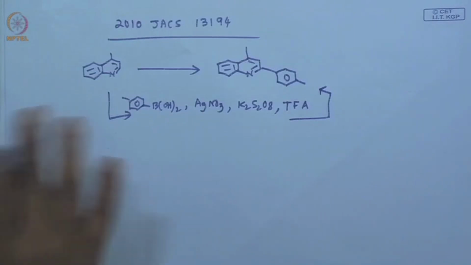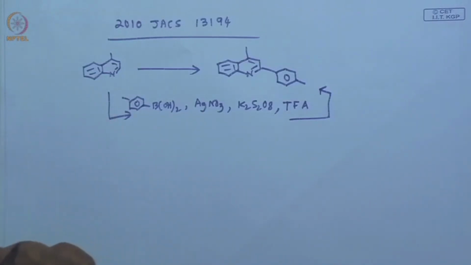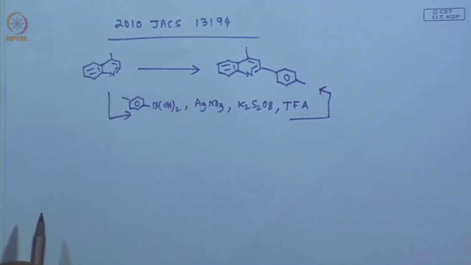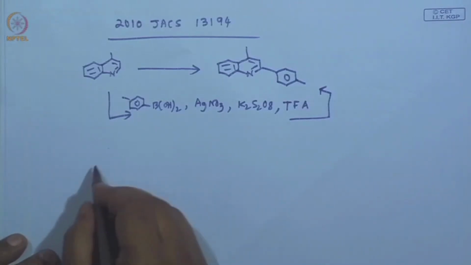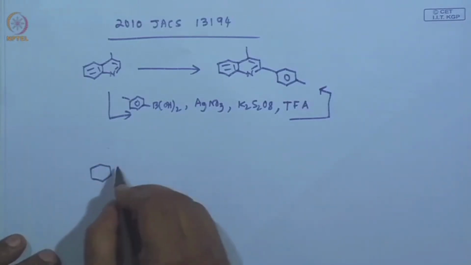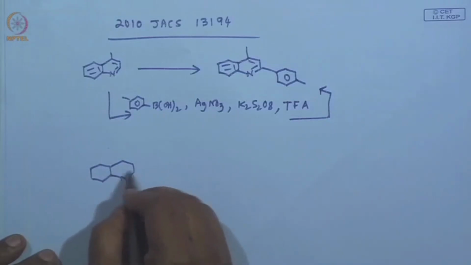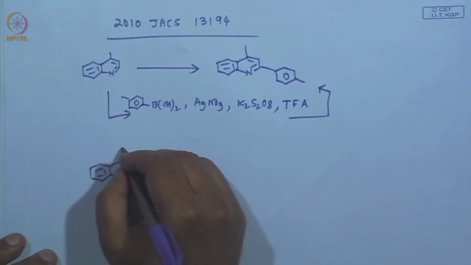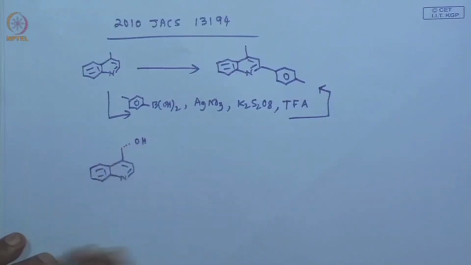If you look at it, it is very regioselective, that means only the 2 position is functionalized, and that too directly in one step. So, that is the beauty. Let me give you one more example. This is from a natural product. I think I will write this structure. This is a quinoline natural product.